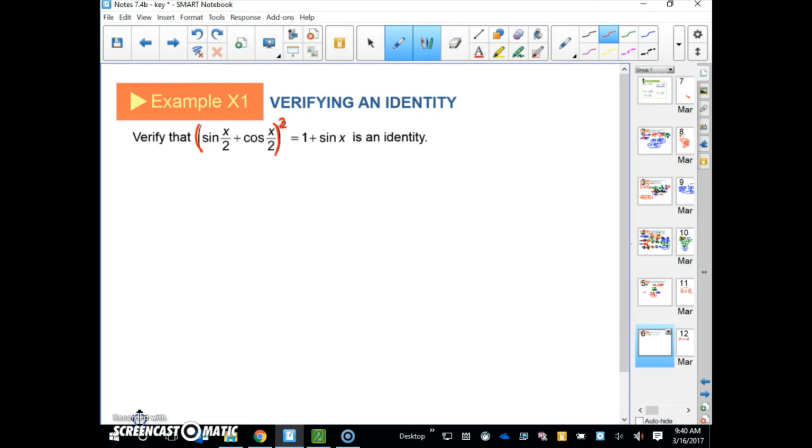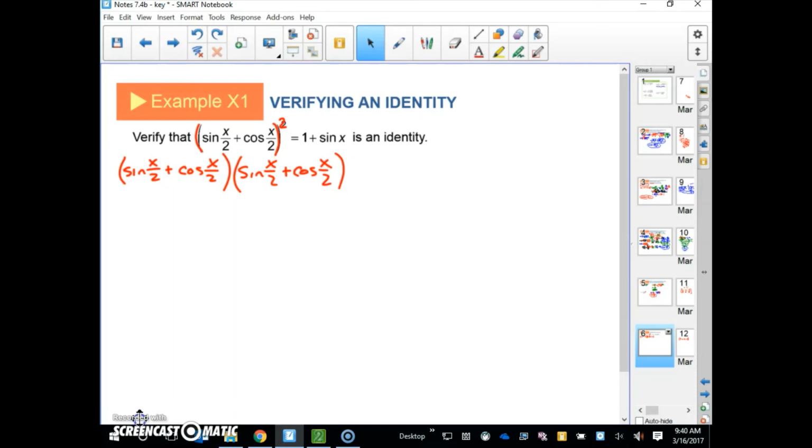So what we'll want to do is basically FOIL that and expand that out. So we'd have sine x plus 2 plus cosine x... I think I said plus 2, x over 2 times sine x over 2 plus cosine x over 2. We're just going to FOIL that out.